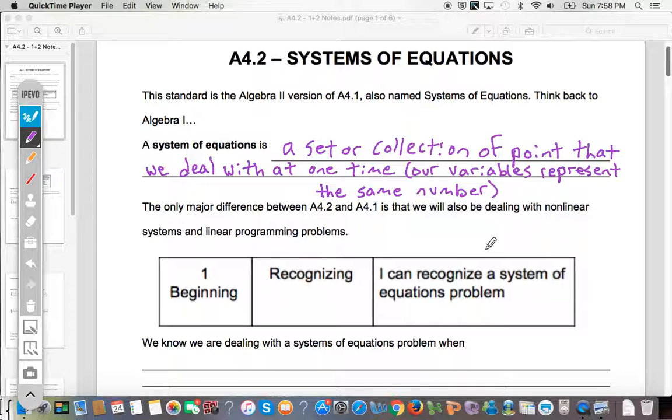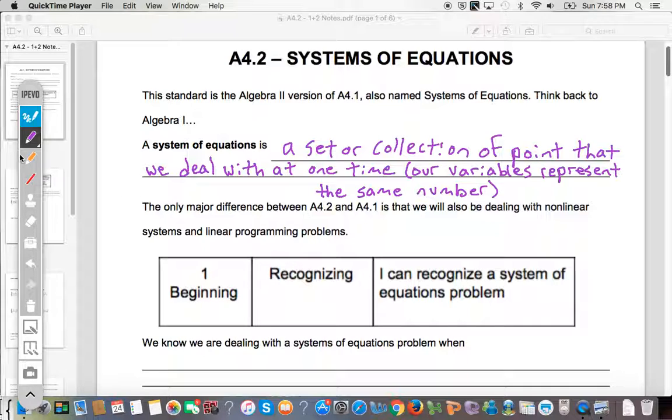Okay, so the only major difference between A4.2 and A4.1 is that in A4.2 we will also be dealing with nonlinear systems and linear programming problems. So for A4.2, the level 3 of the standard is the ability to solve 3 variable systems of equations, whereas that is the level 4 for A4.1.